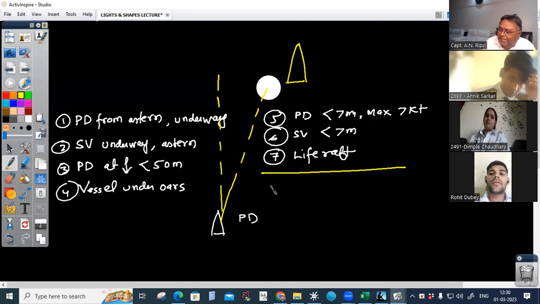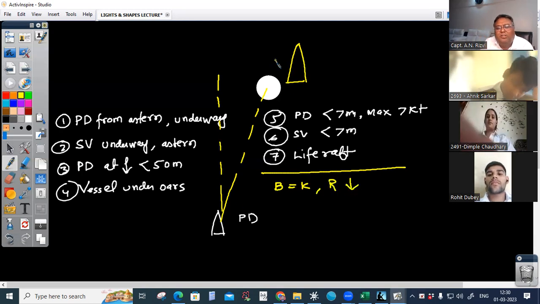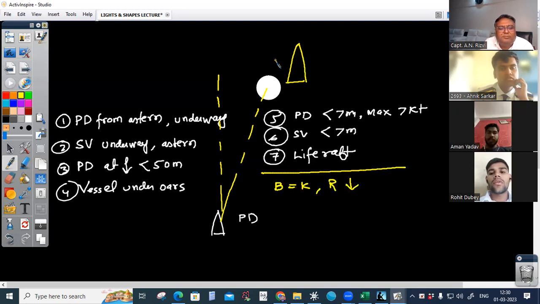Now, the second question, kya banega? The bearing is constant, range is decreasing. Matlab nazdik ja rahe ho iske. So what kind of situation is that? You see the vessel right ahead with the stern and you are coming closer. Sir, overtaking. Haan. So, kaun sa rule lagega?